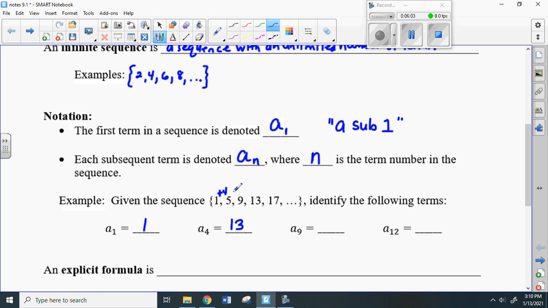Let's see if I keep adding 4, will that give me the next number? 5 plus 4 is 9. 9 plus 4 is 13. 13 plus 4 is 17. So it definitely looks like the pattern is adding 4.